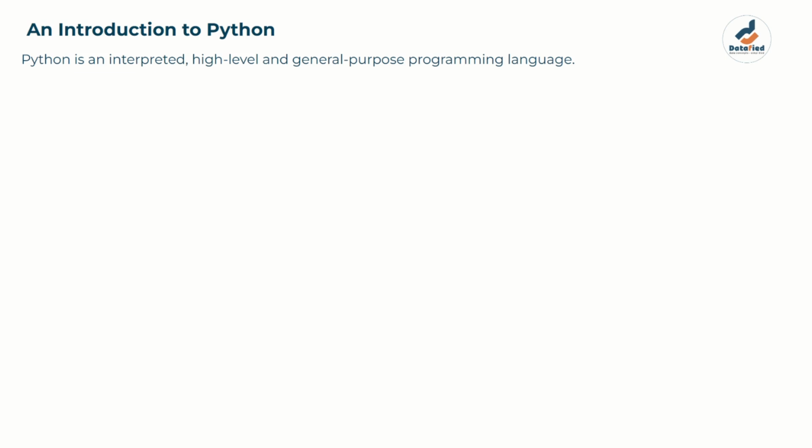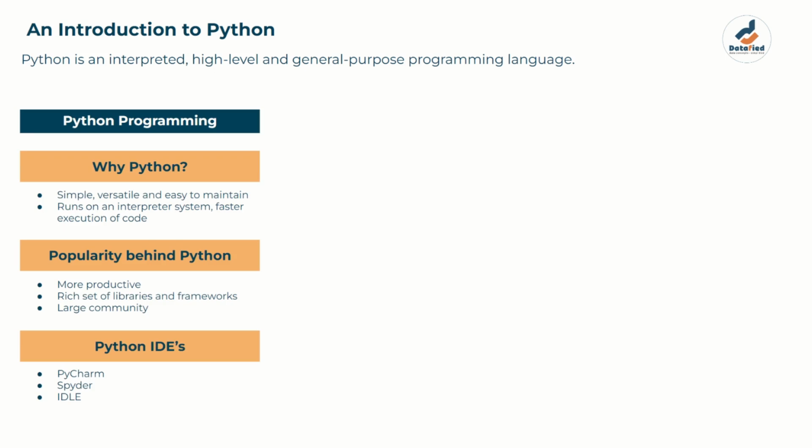And general purpose means that it has a lot of purposes. So Python is used for web development, Python is used for app creation or development. Python is also used for data analytics, data science projects, and lots more.